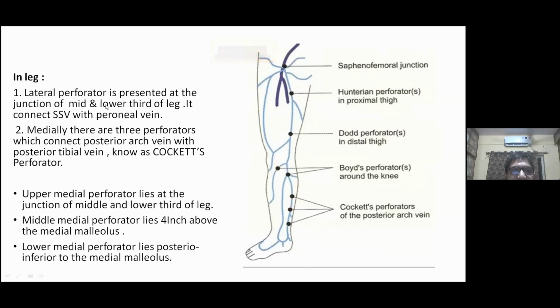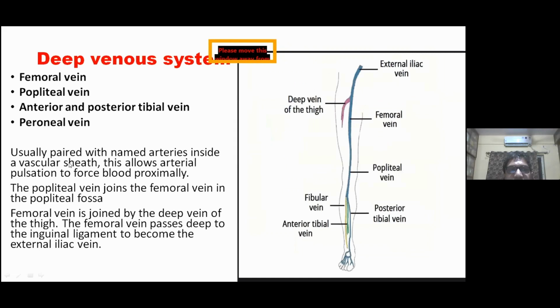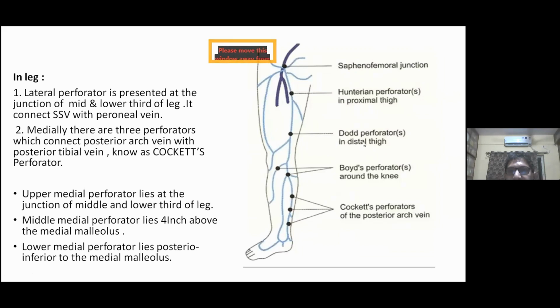In the leg, a lateral perforator is present at the junction of the mid and lower third of the leg. It connects the short saphenous vein with the peroneal vein. Medially, there are three perforators which connect the posterior arch vein with the posterior tibial vein, known as Cockett's perforators. Now, there are three sets of Cockett perforators. The upper medial perforator lies at the junction of the middle and lower third of the leg. The middle medial perforator lies 4 inches above the medial malleolus. The lower medial perforator lies posterior inferior to the medial malleolus.